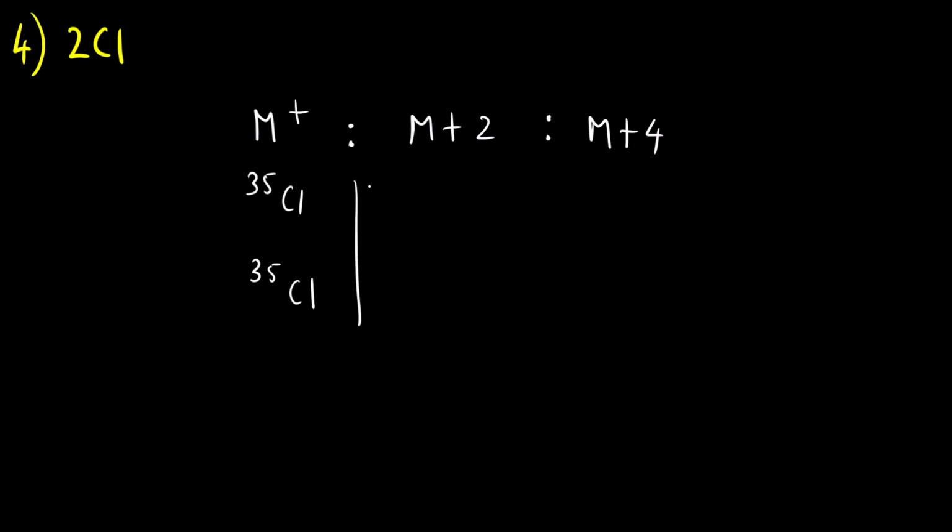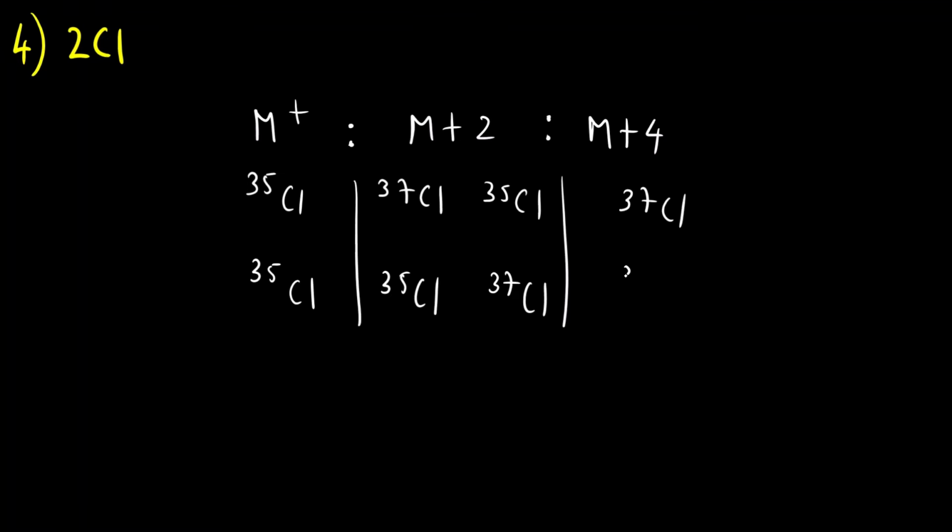Okay, then M plus 2, we will increase the mass of any one of the isotopes by 2 units. Let's say first I increase this to 37 and keep the second isotope the same. Then in the next case, I keep the first isotope the same and increase the second isotope by 2 units. Then last, increase both the isotopes by 2 units, that is 37 Cl and 37 Cl.